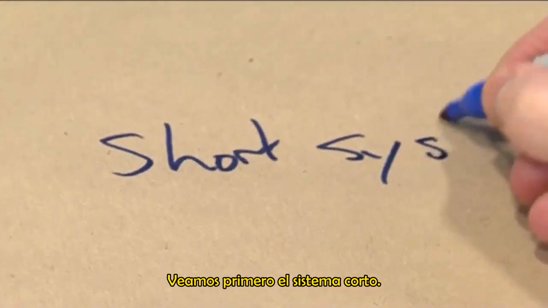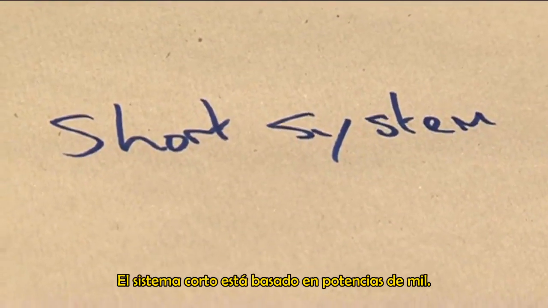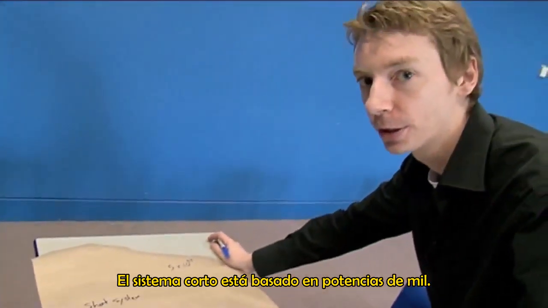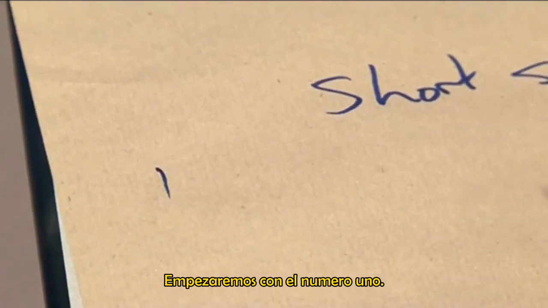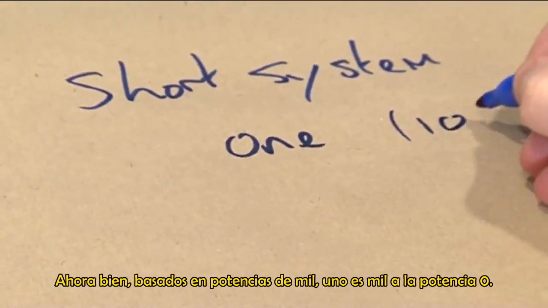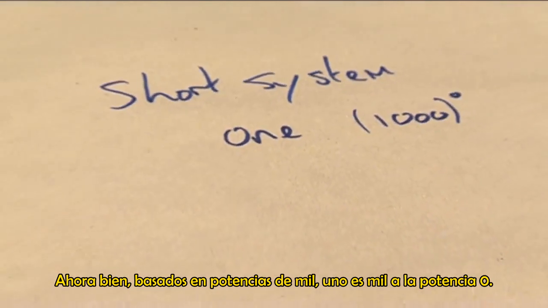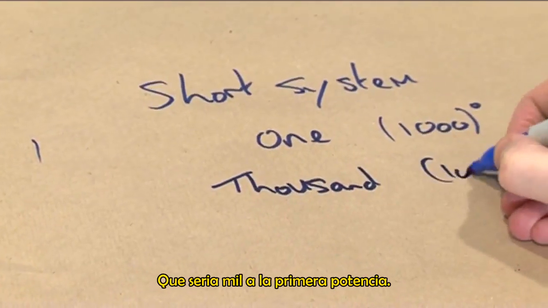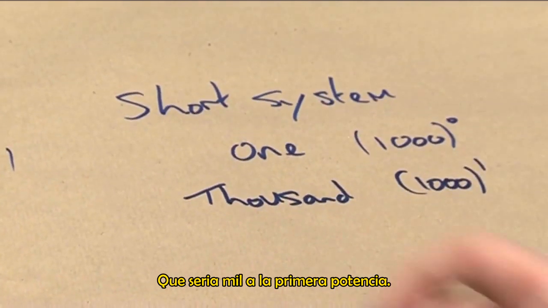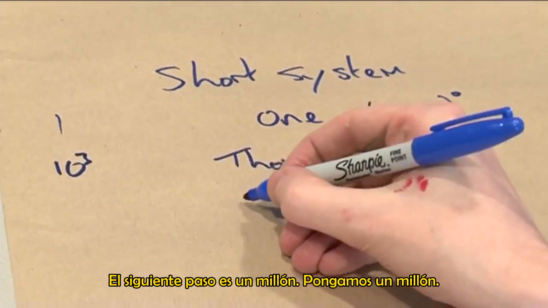So let's have a look at the short system first. The short system is based on powers of 1,000. Let's start off with the number 1. Now, it is a power of 1,000. It's 1,000 to the power 0. So that's 1. What's the next step up? Well, you get 1,000, don't you? That is 1,000 to the power 1. That's 3 zeros. I'll put that over here. We've got 3 zeros there. What's the next step up?